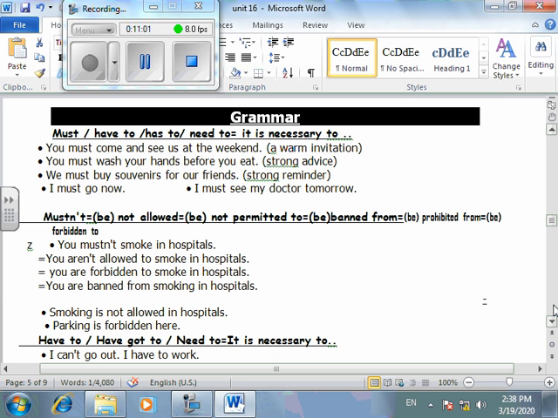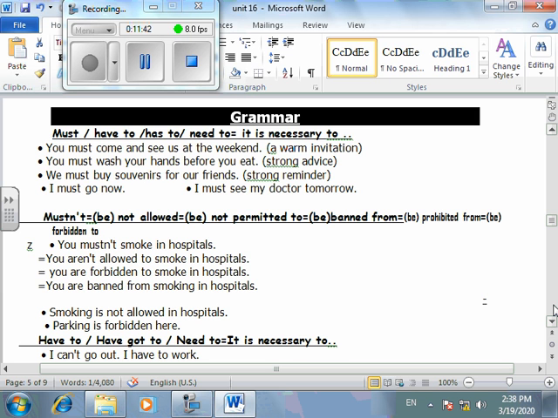You must come and see us at the weekend. This is what we call a warm invitation. When you ask someone to come and see you at your new house, for example, you tell him, you must come and see us. The second use, you must wash your hands before you eat. This is what we call a strong advice, because a regular advice is used with should, but this one is a strong advice. Like nowadays, when we have the corona pandemic, we use the modal must instead of should. You must wash your hands before you eat.